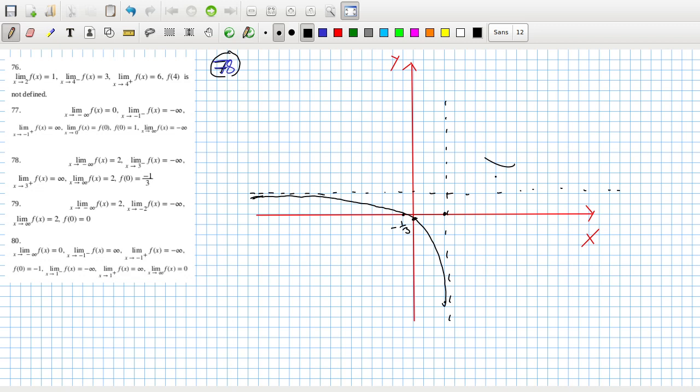And then f(infinity) is 2. And so, yeah, I think we're just looking at some graph like that. That is it. That's 3 there. Okay, 79 now.